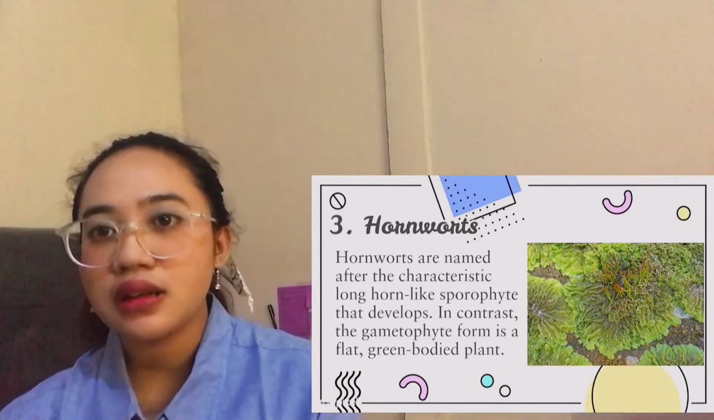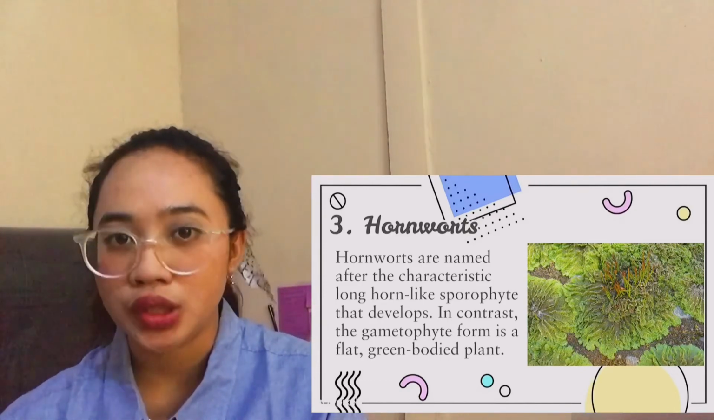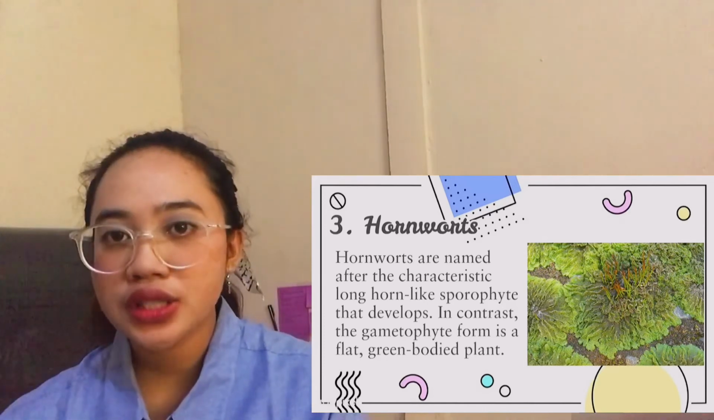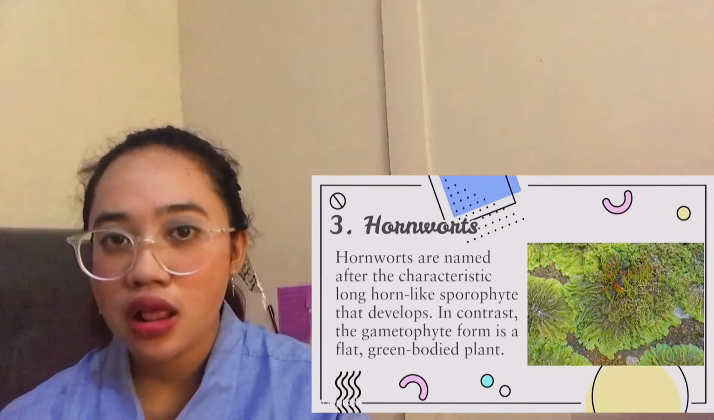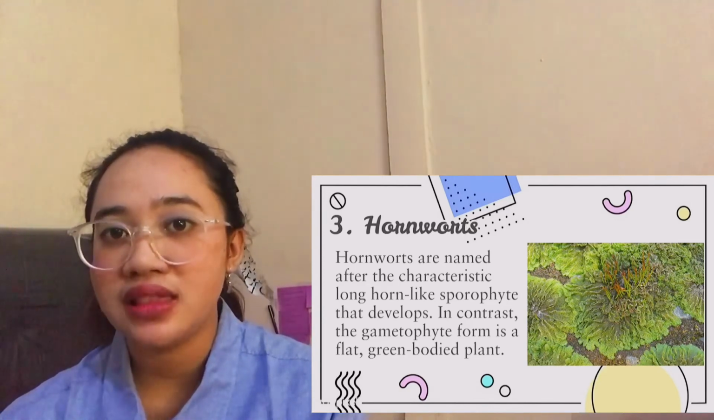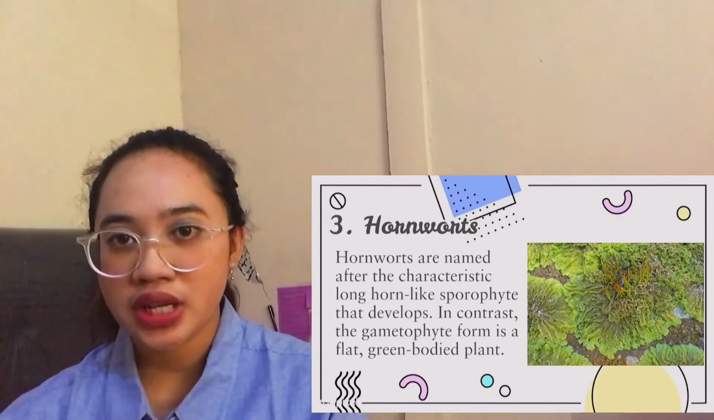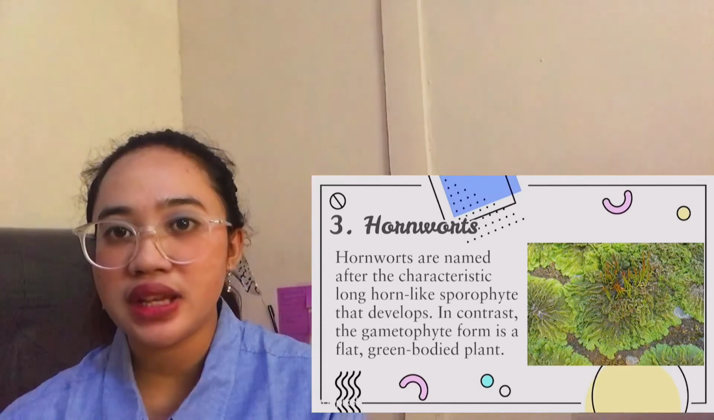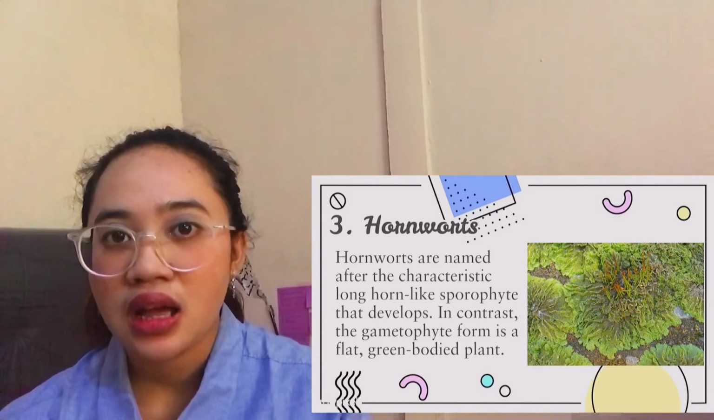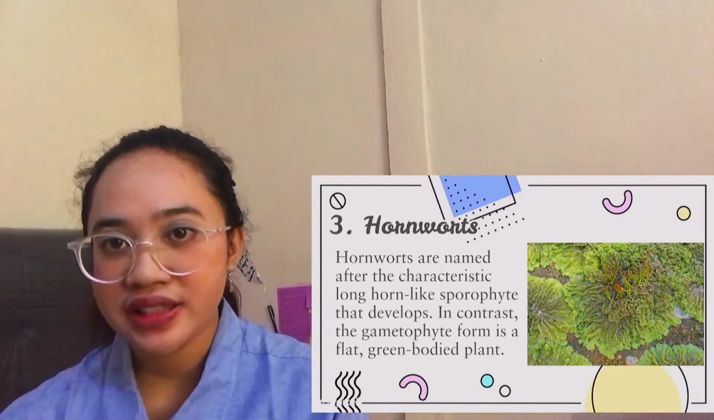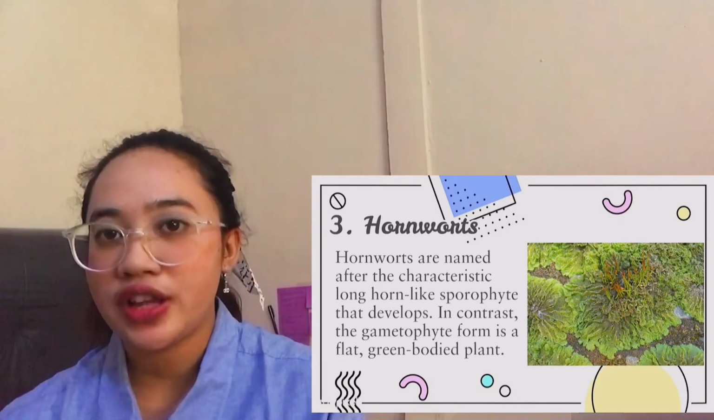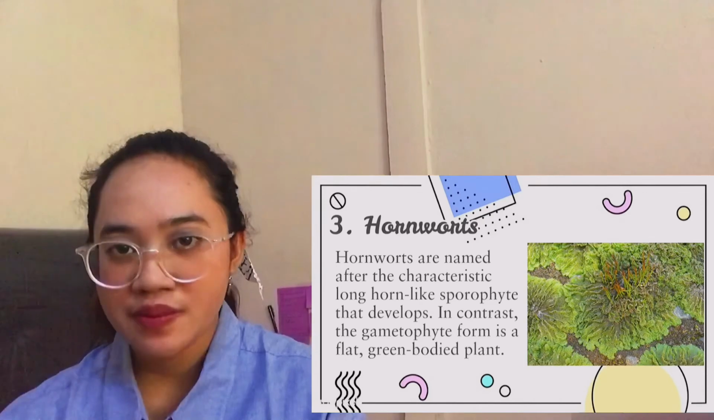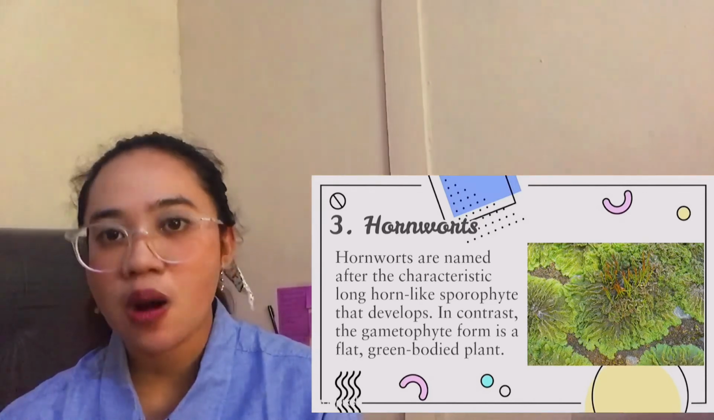Number 3, for the last, is hornworts. Hornworts are named after their characteristic long horn-like sporophyte that develops. In contrast, the gametophyte form is a flat, green-bodied plant. Most hornworts are found in damp environments, for example, tropical climates, garden soils, or trees.